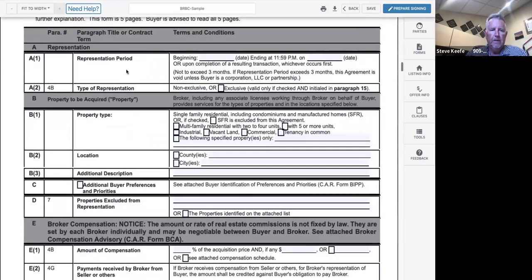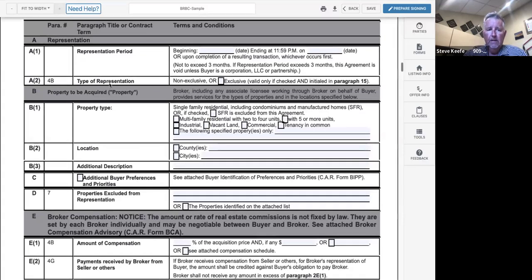So representation period, you have to have a beginning date and an end date. If you forget one of these dates, it invalidates the agreement, and the agreement could be considered void. So make sure that you do have 2 dates here and that it does not exceed 3 months. Okay, it's not a number of days, it's actually a 3-month period.